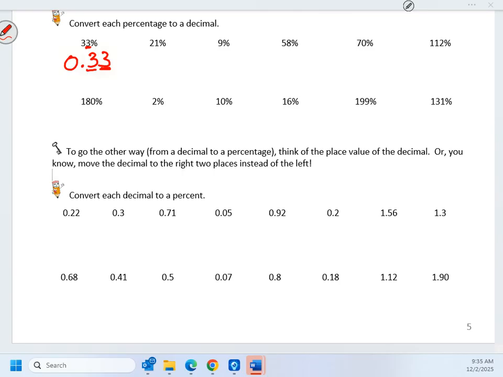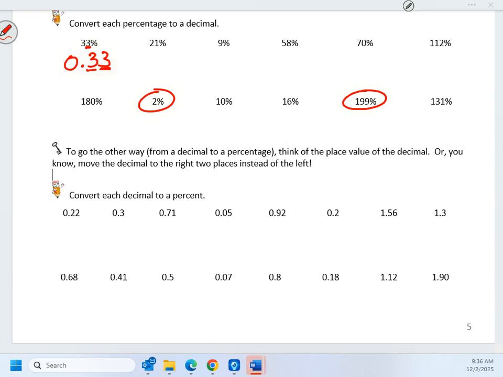Be careful when we have something like 2%. Remember that last digit has to be in the hundredth place. We don't want to mix up the tens and the hundreds. Very different numbers. When we have greater than 100%, that's when we know we're going to have numbers in the ones place.